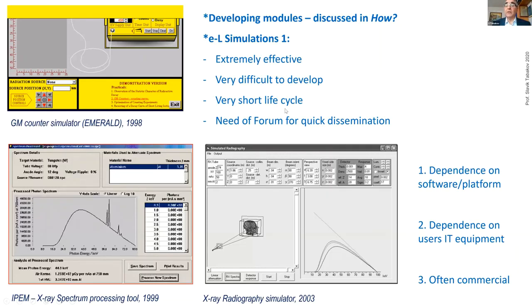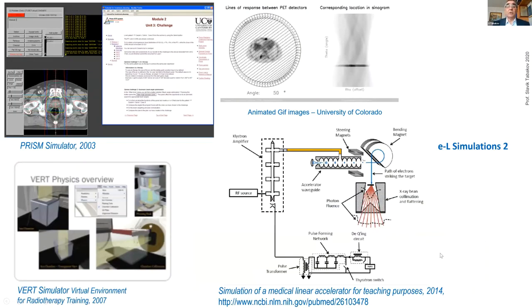In order to use simulations effectively, we need to have a good forum and quick dissemination of these materials because everything depends on software, on the IT equipment, and very often these are commercial. Some other excellent simulations. This is a simulation in radiotherapy made in New Zealand, the PRISM simulator. The VERT simulator, which continues to work very well in the United Kingdom. This is a Canadian simulation of a linear accelerator, which received several years ago an award of the AAPM. And all these are very good, and I'm sure that you shall find them very useful.